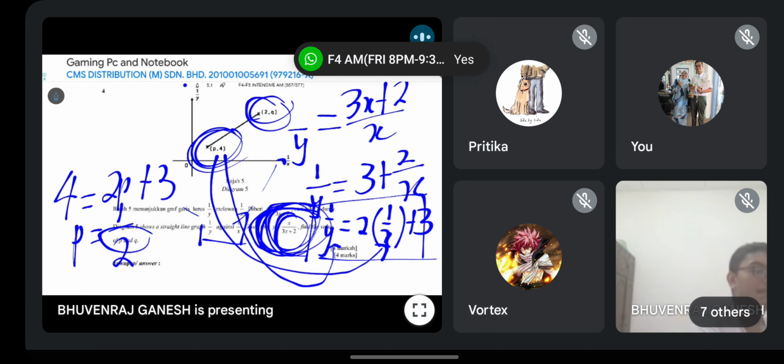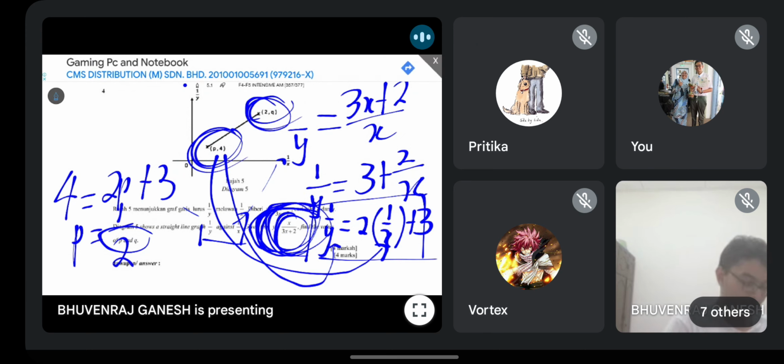Okay, and then repeat the same step with this coordinate. Ulang saja perkara yang sama. Okay, so you will get, sorry.